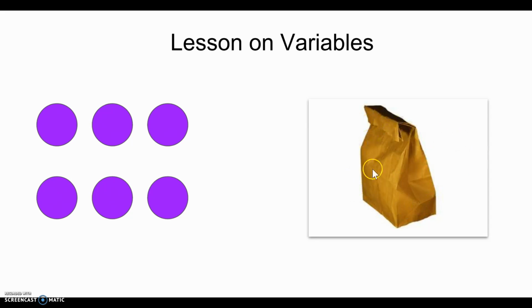And the brown bag is going to represent a variable. A variable is something that we do not know. It can be signified through symbols, and a lot of times in math we use x and y as variables. But for right now, we are going to look at this brown paper bag as our variable in this image.